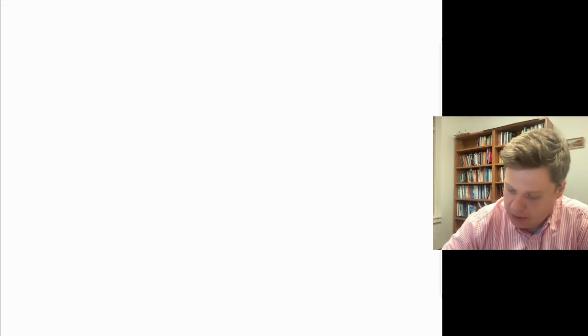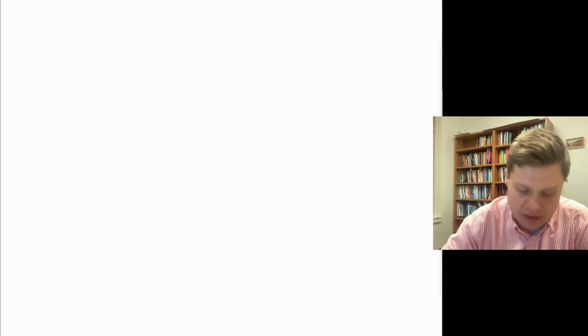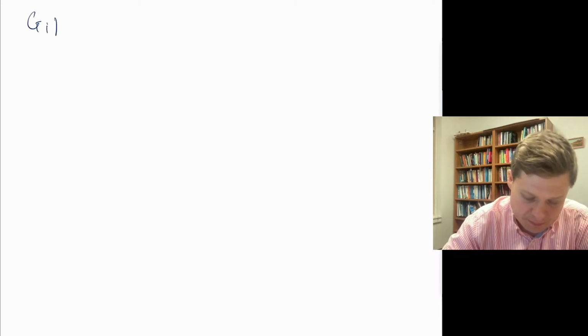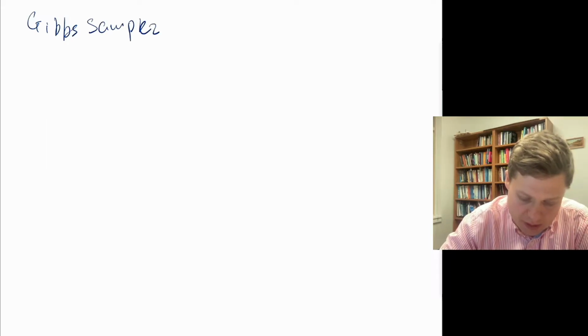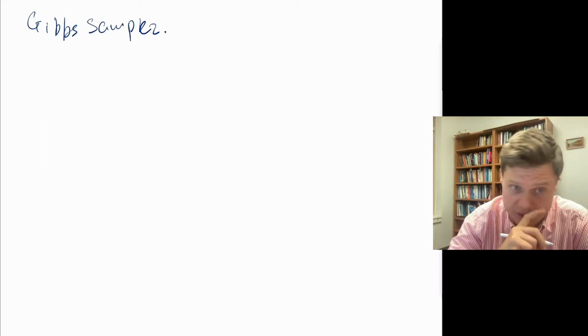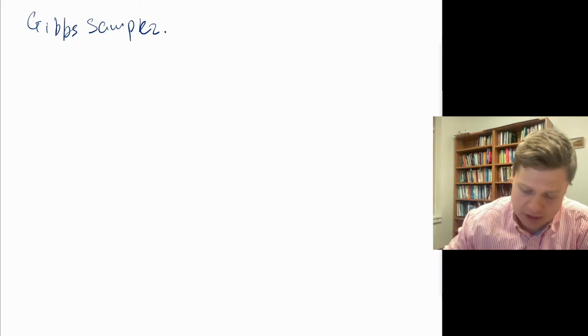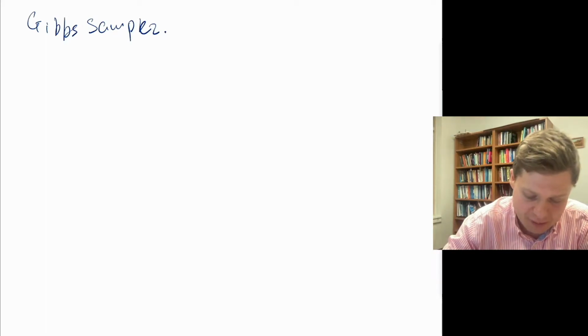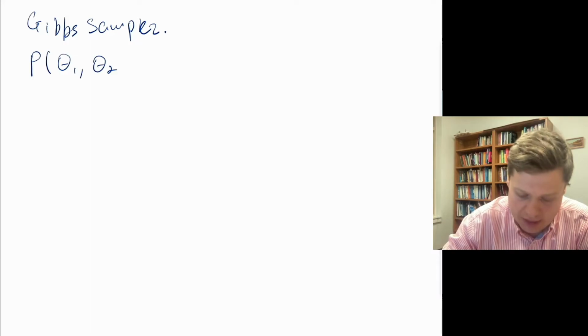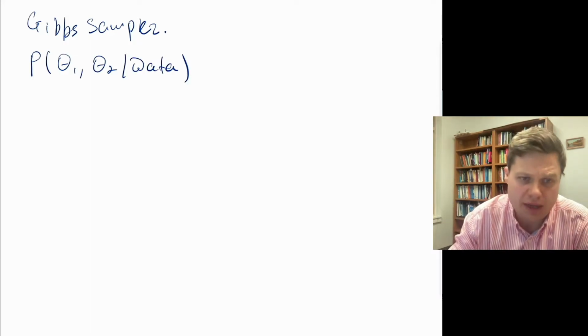Yet another way to do Markov chain Monte Carlo sampling is via what is called Gibbs sampling. I will write down the algorithm, and the algorithm is very simple. So let's say we have a density over two variables, theta 1 and theta 2, conditional on the data. So everything we write is going to be conditional on the data.